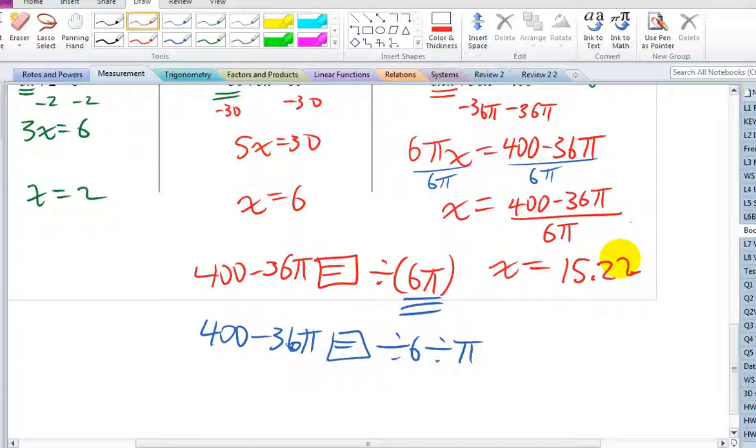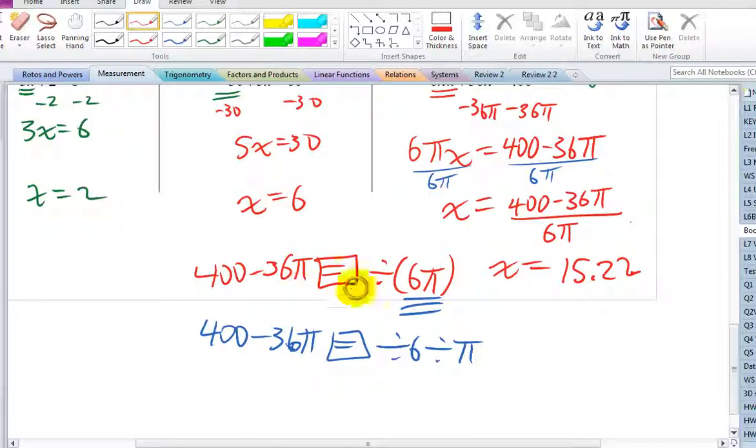Show me. Let's see. Can I see your calculator? See what kind it is. Okay, so type in 400 minus 36 pi equals. Good. Don't press anything. Now divide, bracket, 6 times pi, bracket, equals. So it's a reading issue. You can't read what I wrote.